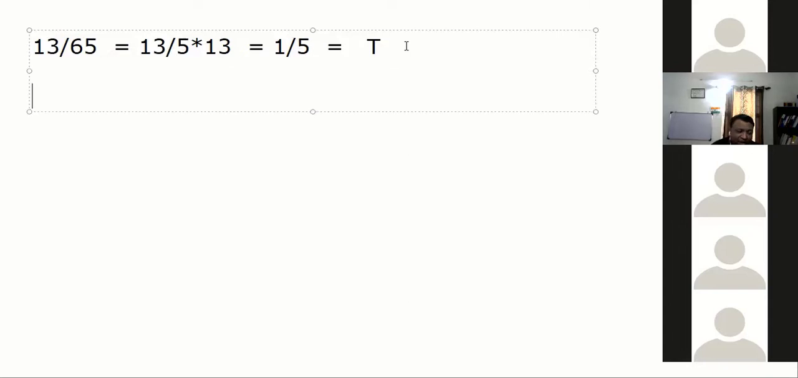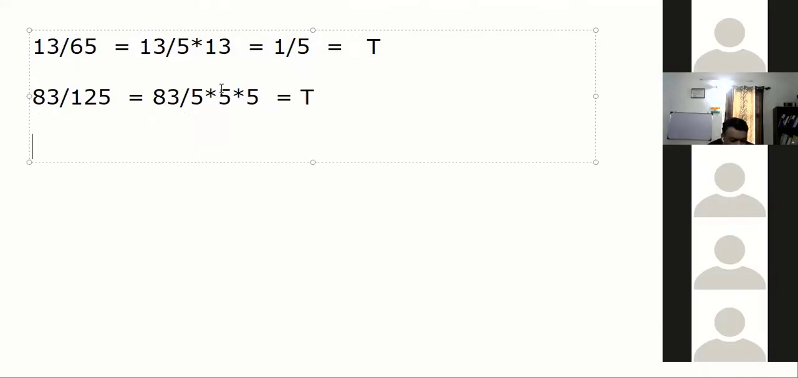I am going to give a very interesting example. 83 by 125. Tell me, terminating, not terminating? Let me get some questions from your book also, but this is how it works. Terminating. And write on chat. 83 by 125 means 5 times 5 times 5. Denominator is only in the form of 5s. Terminating. Good.